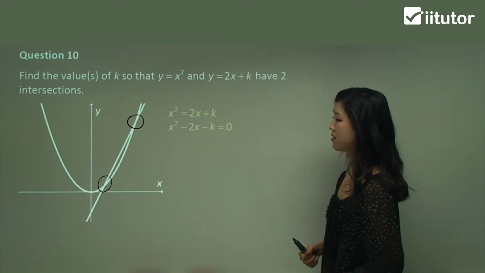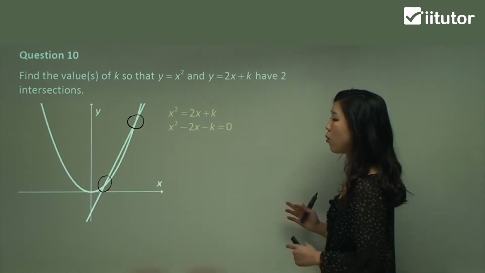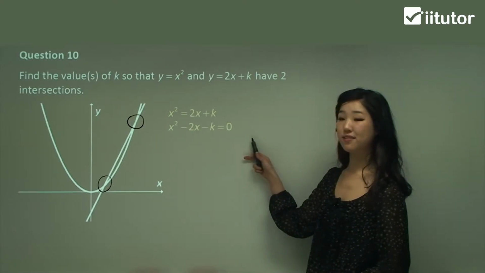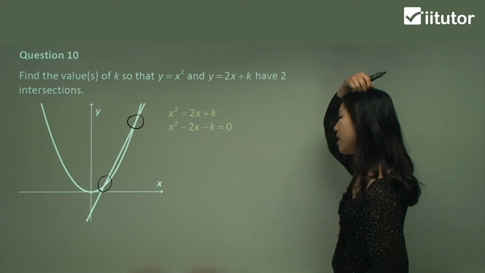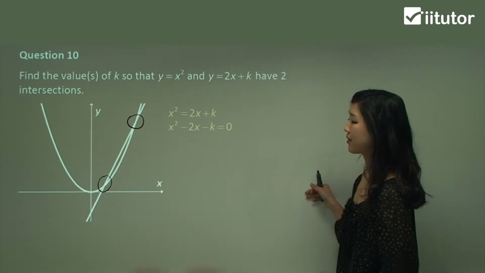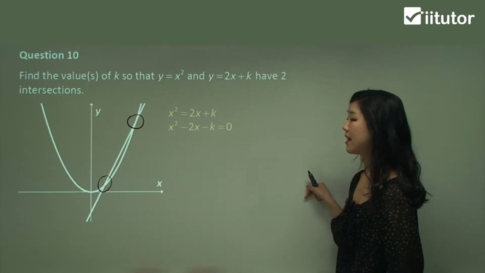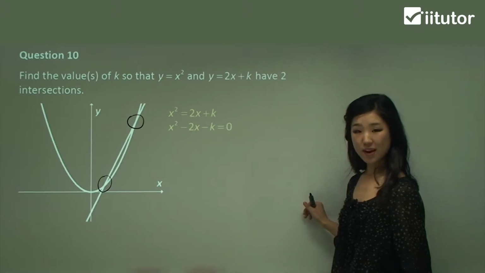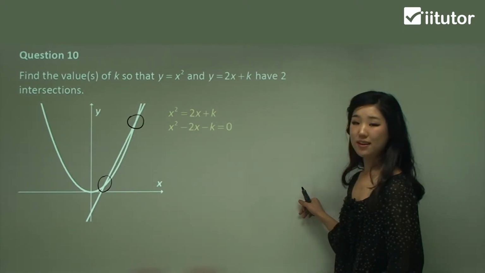Because I want to make it into some sort of quadratic, I'm going to move it all onto one side to make it equal to 0. Okay, so it becomes x squared minus 2x minus k equal to 0. Alright. Now that we've got a decent looking quadratic, let's consider the discriminant now.